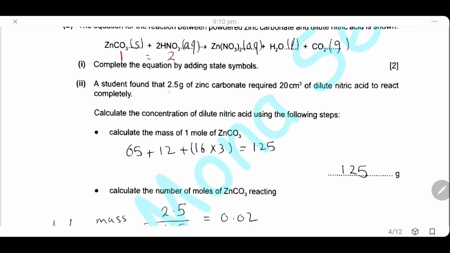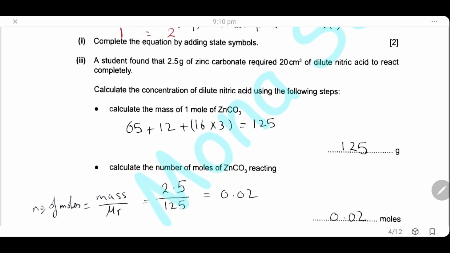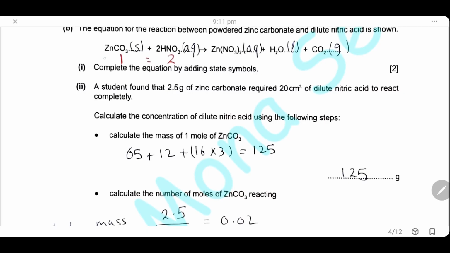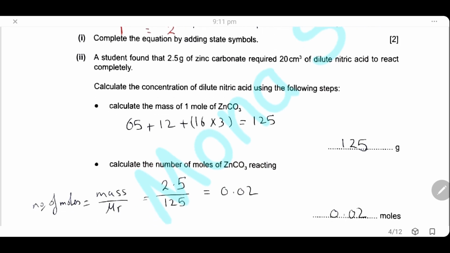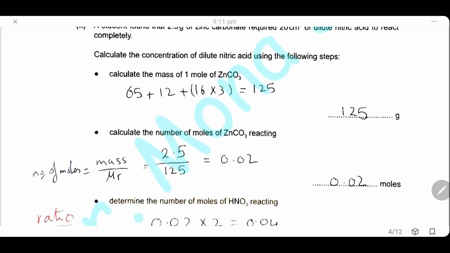A student found that 2.5 grams of zinc carbonate required 20 cm³ of dilute nitric acid to react completely. Calculate the concentration of dilute nitric acid using the following steps. First, calculate the mass of 1 mole of zinc carbonate. Mass of 1 mole is the molar mass of zinc carbonate, so we will add all the masses together. First, mass of zinc, then carbon, then the 3 oxygens to have 125 grams. This is the molar mass of zinc carbonate.